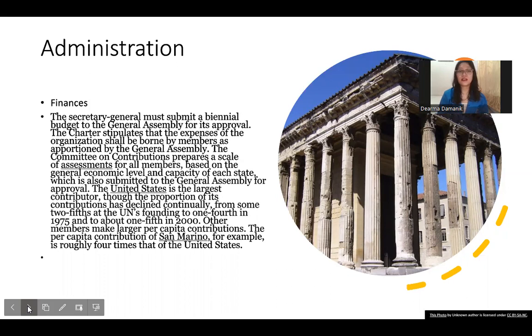The United States is the largest contributor, though the proportion of its contribution has declined continually from about one half of the UN funding to one fourth in 1967 to 75 and to about one-fifth in 2000. Other members make larger per capita contributions. The per capita contribution of San Marino, for example, is roughly 4 times that of the United States.